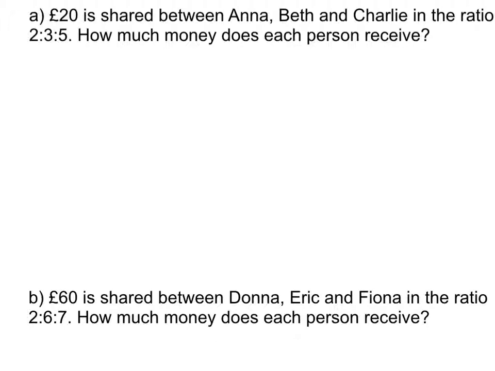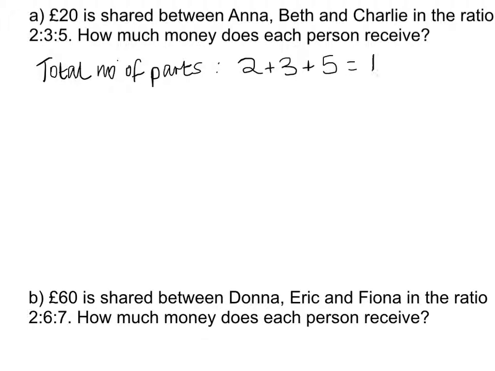So what we've got to work out is how much money is each person going to get. So the first thing you do for any question like this is you add together all of the parts in the ratio to work out the total number of parts that £20 is being split into. So we want to know the total number of parts. And we do that by adding together the numbers in the ratio. So that's 2 plus 3 plus 5, which is 10. So what we're doing is we're splitting that £20 into 10 parts.